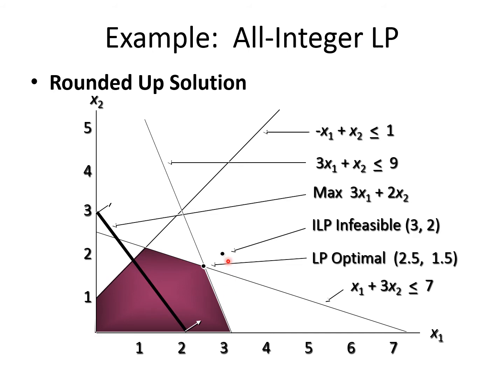Here's where this solution lies, x1 equal to 3, x2 equal to 2, which means it lies outside the feasible region. So that means it's not a good solution. Rounding up in this particular problem seems to be not a good idea because you are altogether outside the feasible region. So let's try rounding down.